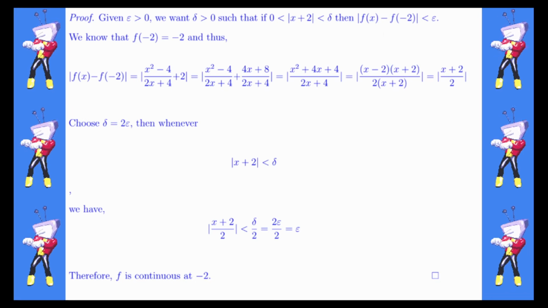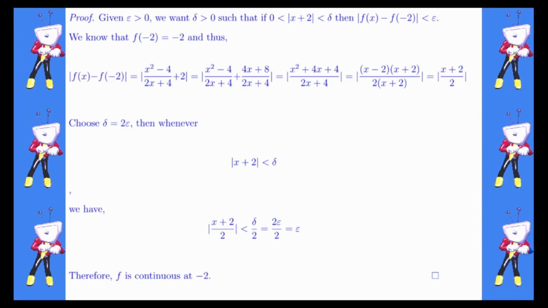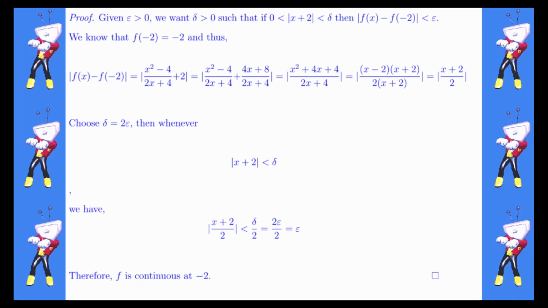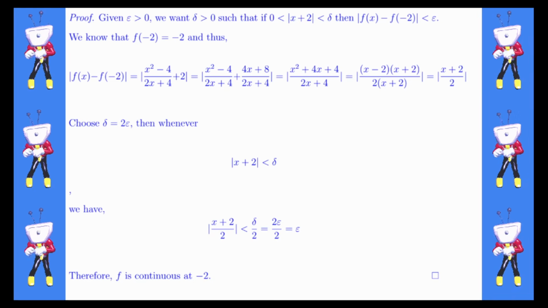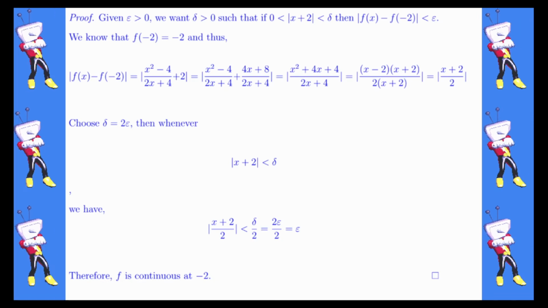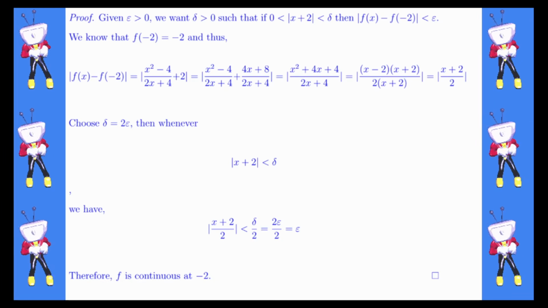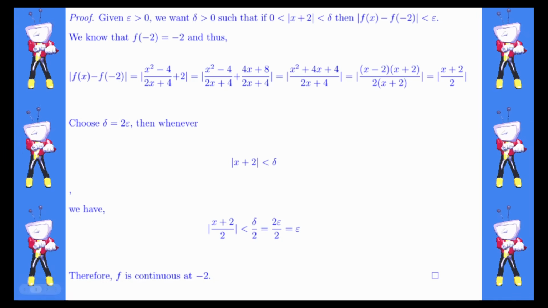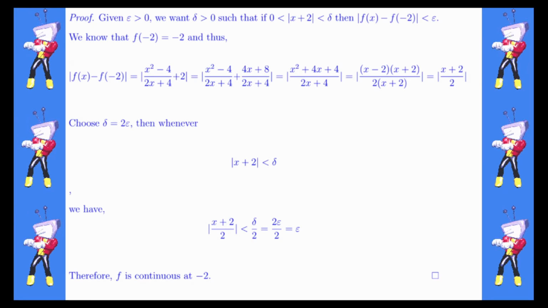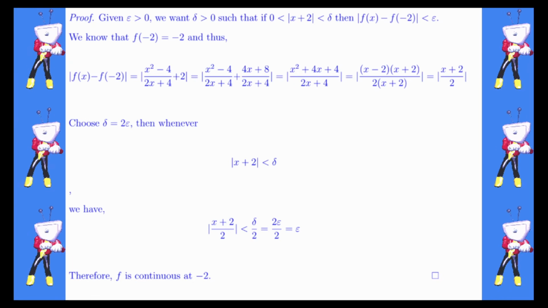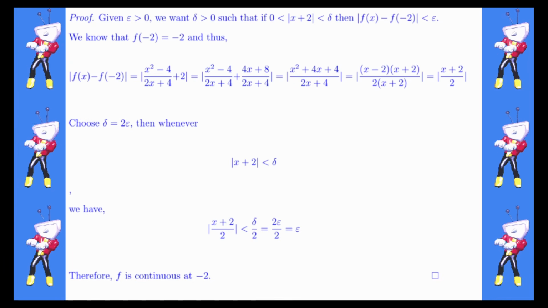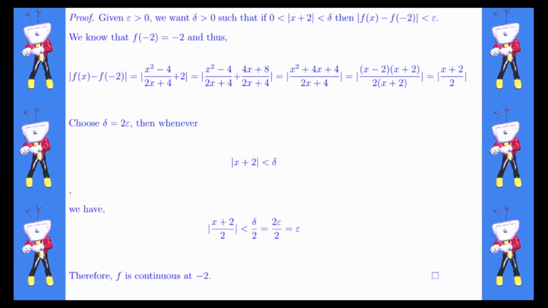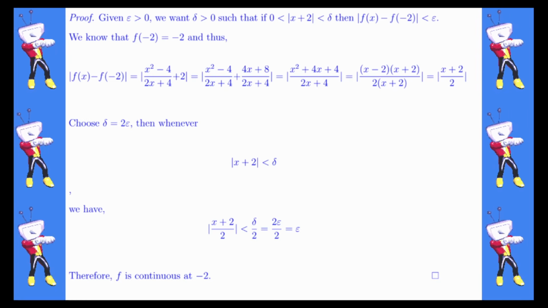Then our next step is to compute what f of x minus f of -2 really is. Then our next step is to choose a delta and then reach the conclusion that f is continuous as long as both inequalities hold, which in this case it does with our chosen delta.